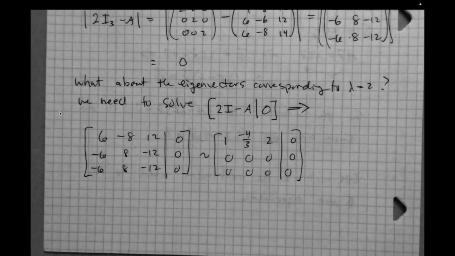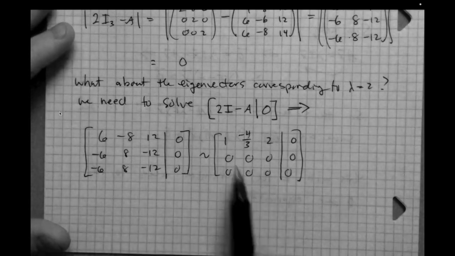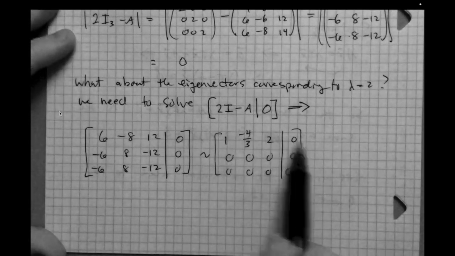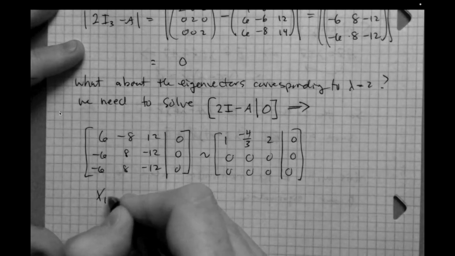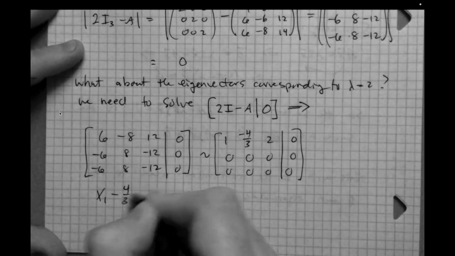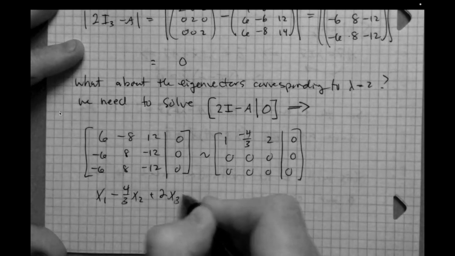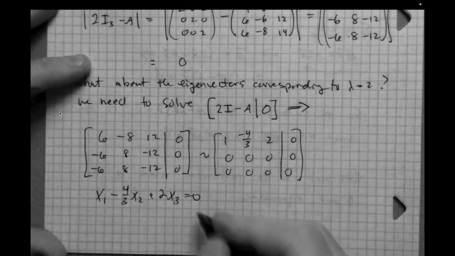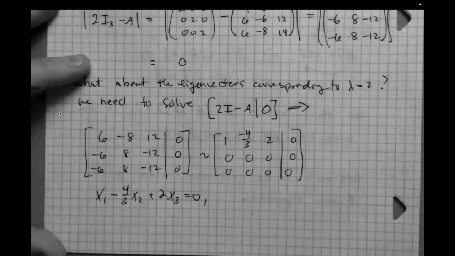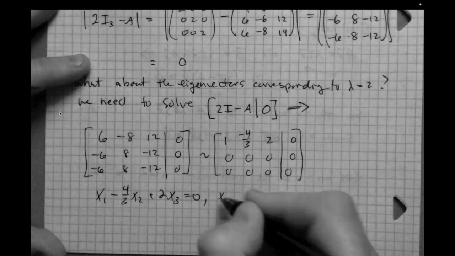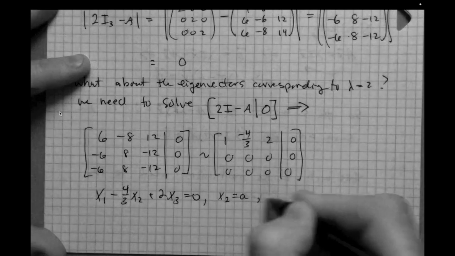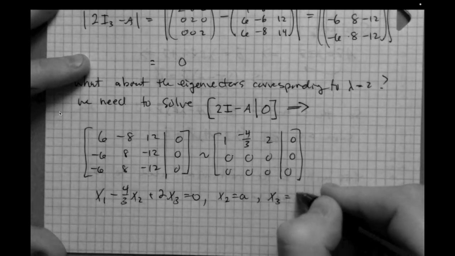Okay, and now we just need to pull a vector out of here. We need to find a particular solution. And so what can we do? Well, we can write this first line as x1 minus 4/3 x2 plus 2x3 equals 0. Right, and we can just let x2 equal some number a, and we'll let x3 equal some number b.